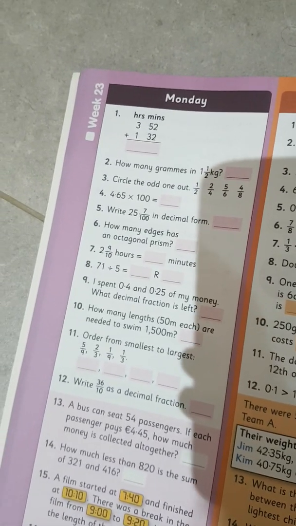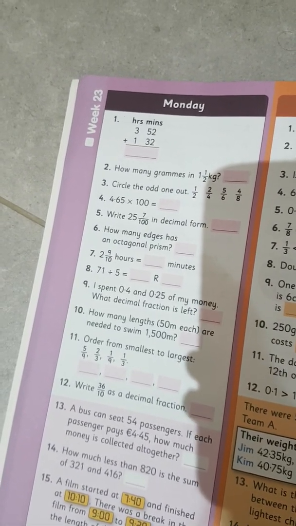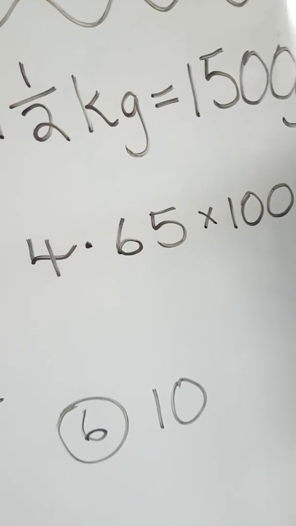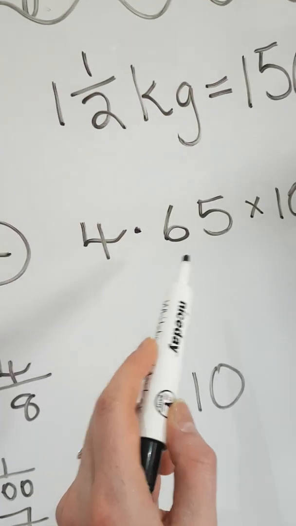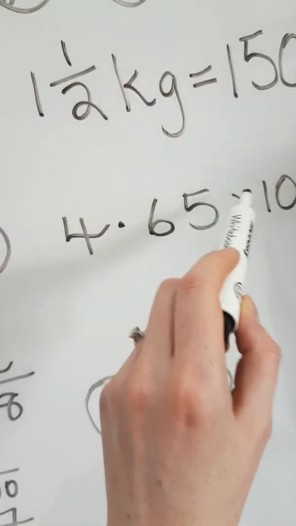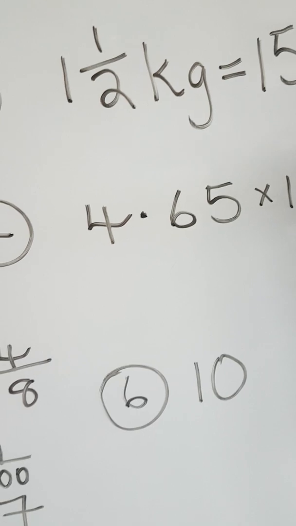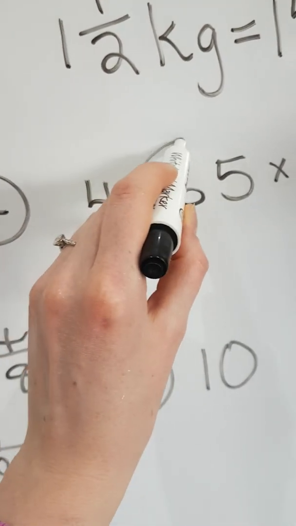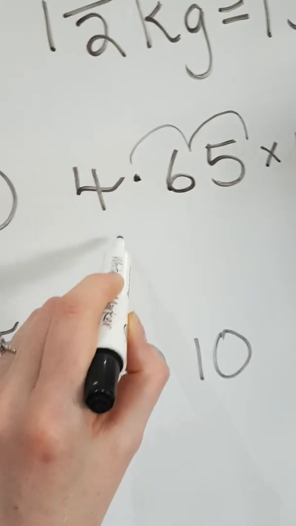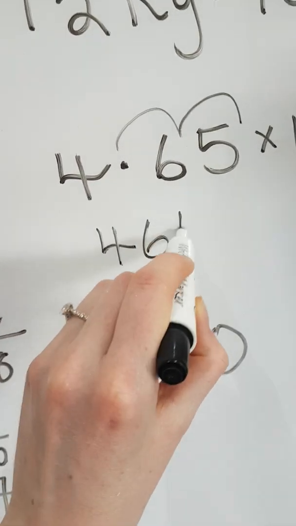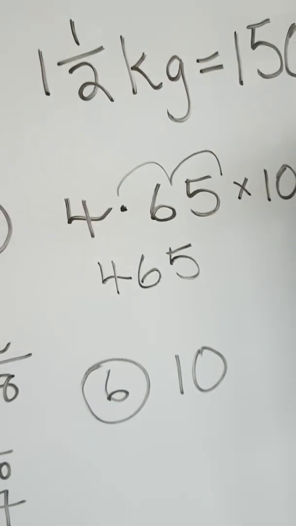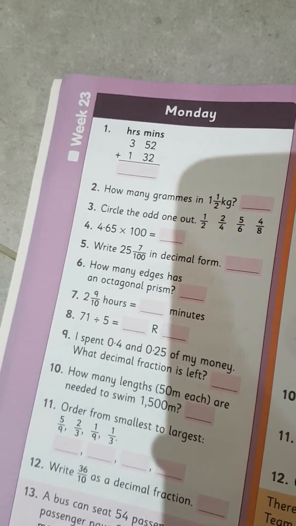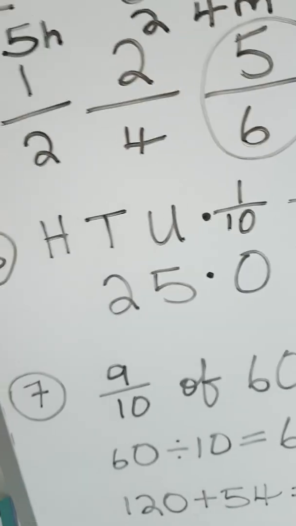Question 4. 4.65 times 100. Now we know when you're multiplying by 100, you can just add on your 2 zeros, but that actually doesn't work with decimals, because if I added on 2 zeros here, it actually wouldn't change the number at all. So with a decimal, what you can do is just move the decimal over 2 spaces. So your answer would be 465.